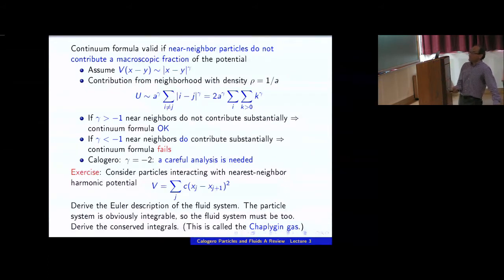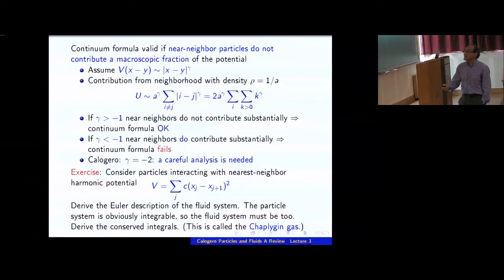So for a behavior where the potential falls off slower than 1 over r, we know that the continuum formula will be correct. But for interactions stronger than that, stronger than 1 over r at coincident points, the continuum formula fails. The Calogero is inside that region, gamma equal -2. The sum is finite, and therefore we cannot use the continuum formula, and we need to have a more careful analysis. Here is an exercise to take home, if you wish.